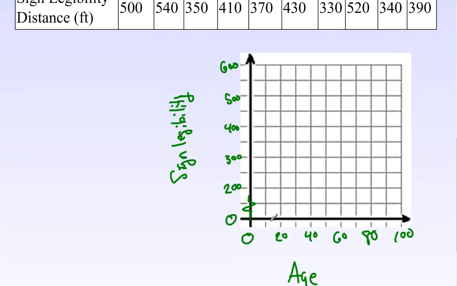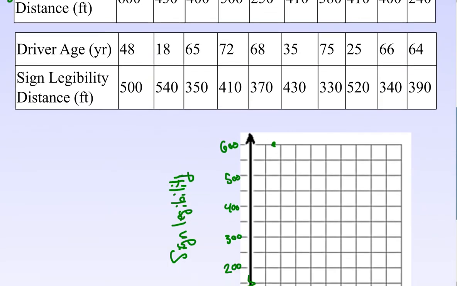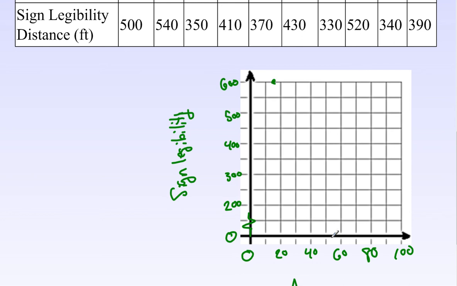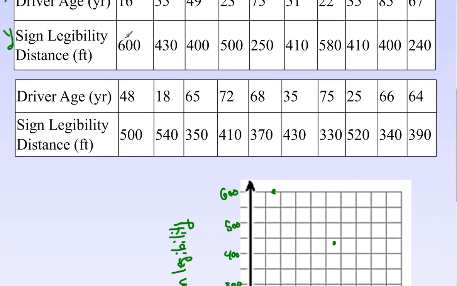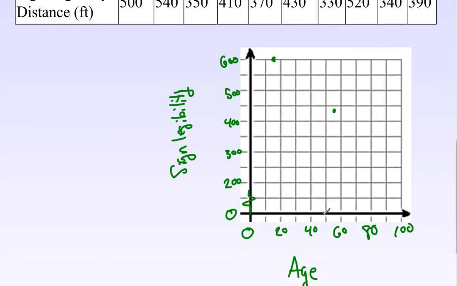16, 600. 55, 430. So you did that one and that one. 49, 400.